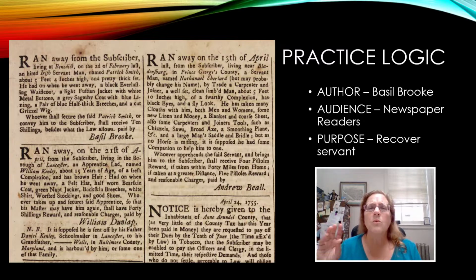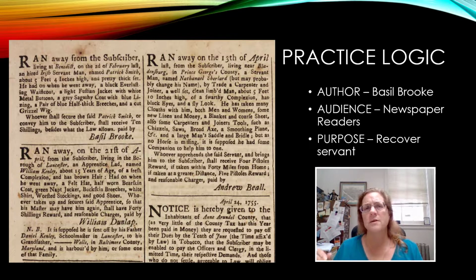Now, so far we've done 3 parts of the logic, and whenever you do a logic, I want you to stop for a second and look at the author, the audience, and the purpose, because those 3 things should make sense together. It makes sense when you think about it. This is the logic part. It makes sense that Basil Brook would expect newspaper readers to help him recover his servant, right? All of those things make perfect sense together.